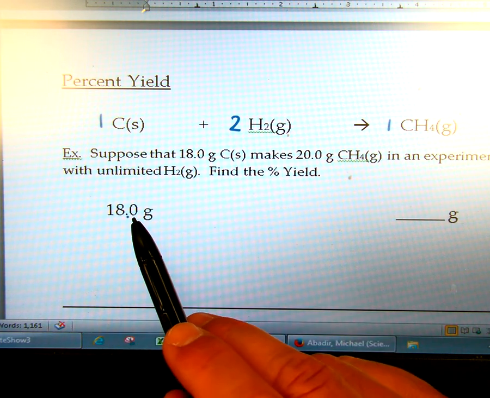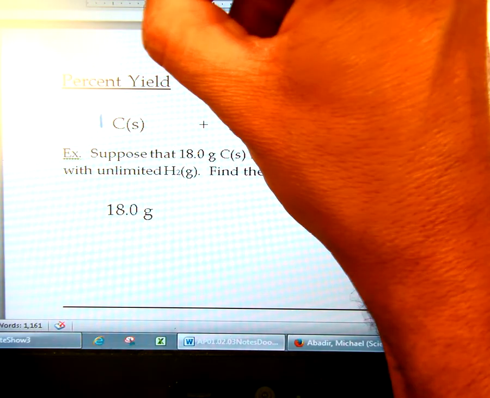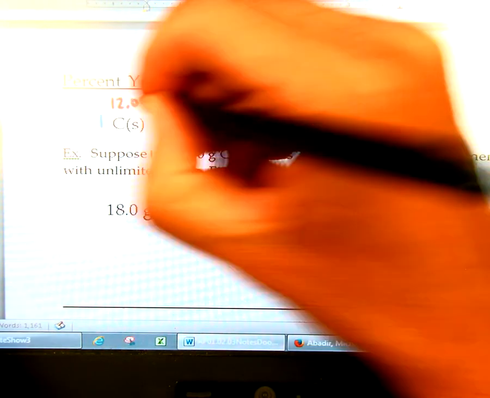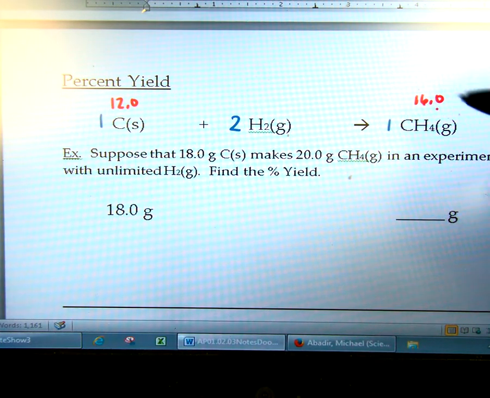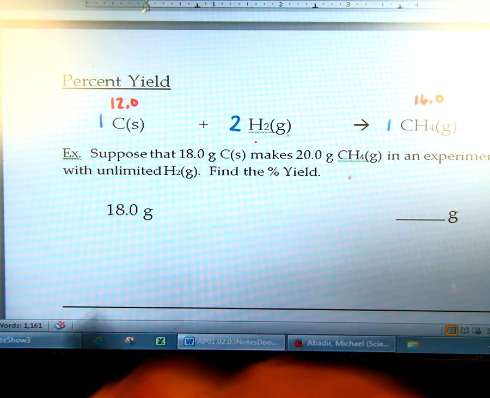So if you have 18 grams of carbon, you're going to realize this is big bridge. So you're going to make this a 12 for the molar mass. You're going to make this a 16. I'm not going to worry about the hydrogen because I have way more than I need. So we're going to use big bridge.